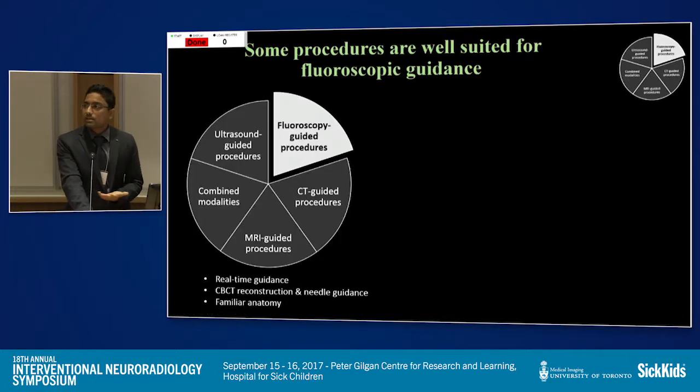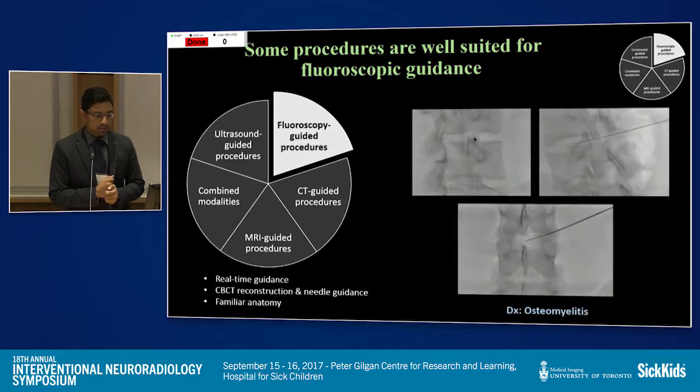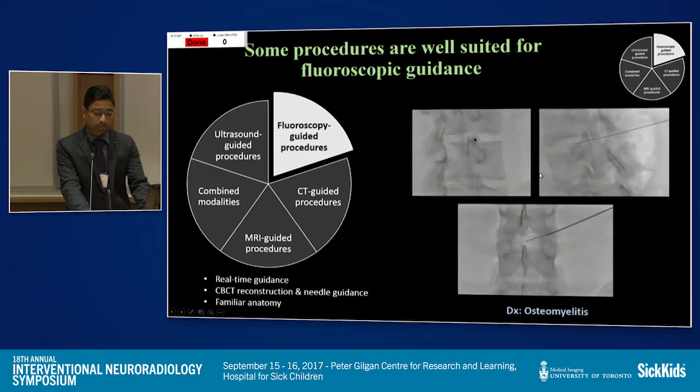Some procedures, however, are still well suited for fluoroscopy, which still has the advantage of real-time guidance, and as neuroradiologists, it gives us familiar bony landmarks. One example is disc biopsies, just like we would do it in an adult. I use the standard Scotty dog technique, get subchondral as well as disc biopsies, like in this 12-year-old boy with a disc lesion who turned out to be osteomyelitis.